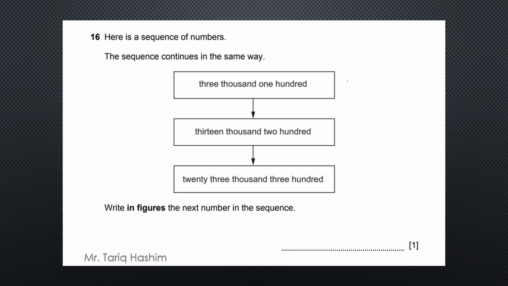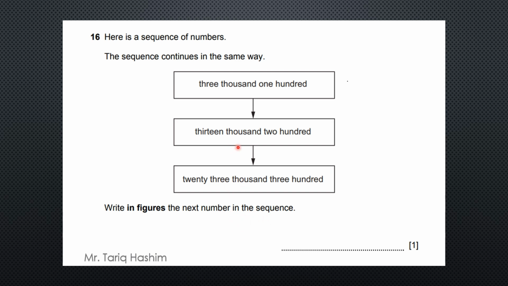Question 16. Here is a sequence of numbers. The sequence continues in the same way: 3,100, 13,200, 23,300. Write in figures the next number in the sequence.